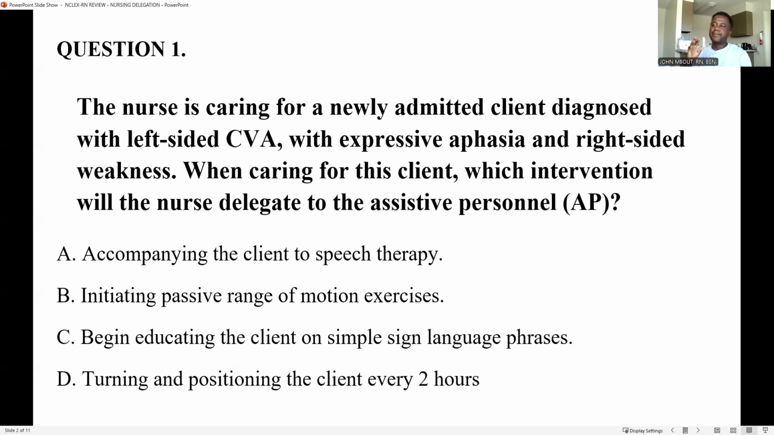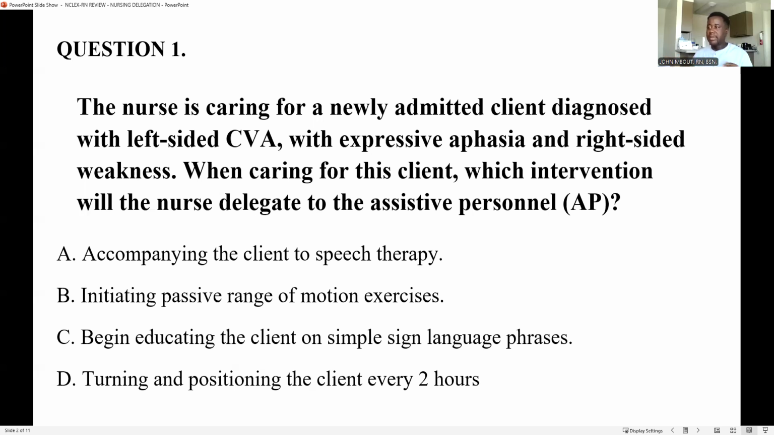Now, you should know that the AP can carry out passive range of motion exercise, but they cannot initiate it. Initiating anything of this nature needs some nursing judgment. The nurse has to determine which range of motion, to which extent, and if there is some pain or some resistance in the muscles and so on. This is the work of the nurse because it requires nursing judgment. You cannot give this initial activity to the AP.